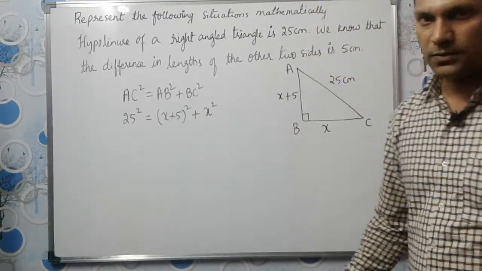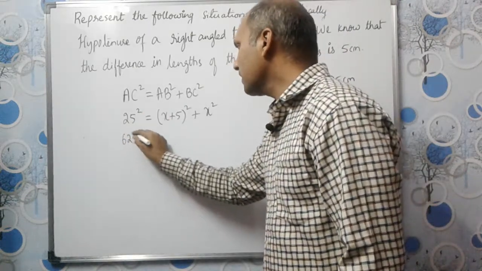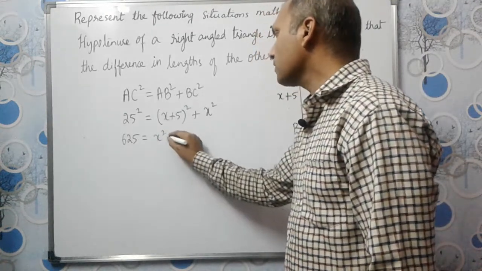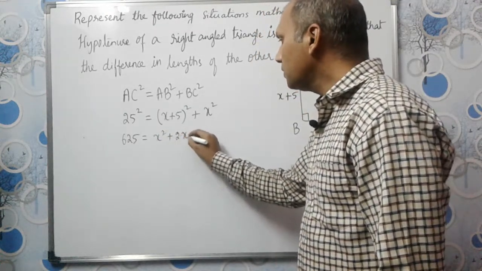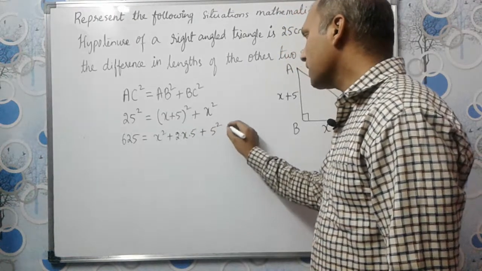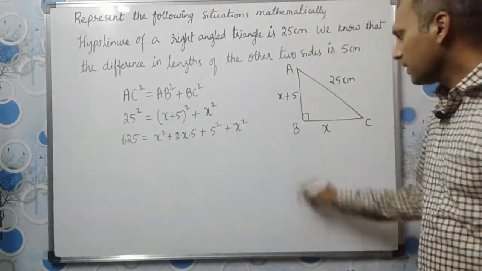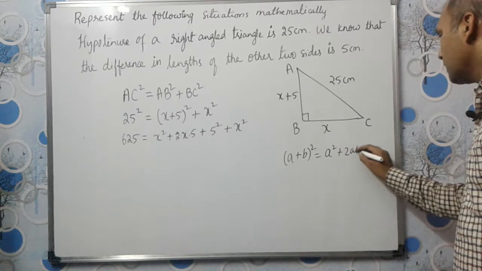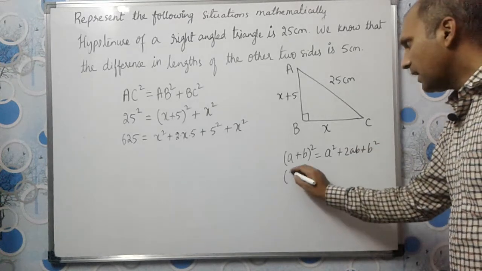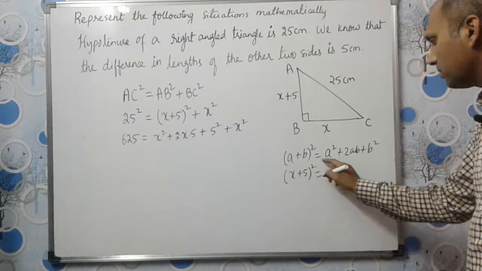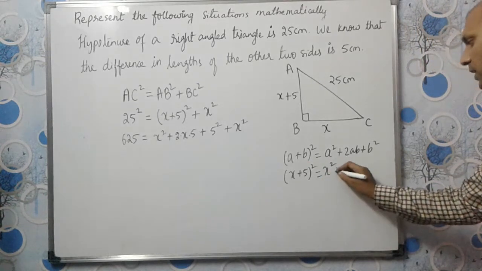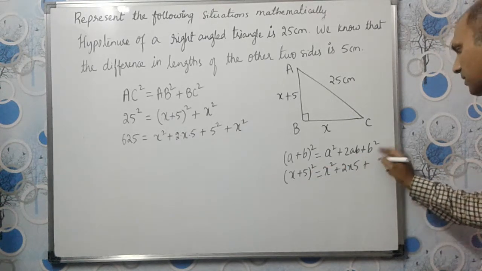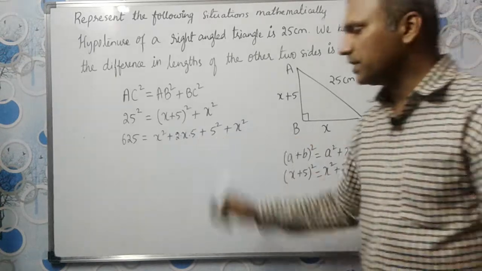square. Okay, so 25 square is 625, we know that. And expand using a plus b whole square. If we expand using a plus b whole square, we'll have a square, that is x square, plus 2 into x into 5 plus 5 square, and this x square will be remaining here. See, we use this identity: a plus b whole square is equal to a square plus 2ab plus b square, and it is x plus 5 whole square. So in place of a we have x, so it is x square, plus 2, in place of a we have x, in place of b we have 5, plus b square, that is 5 square again. We wrote the same thing here.